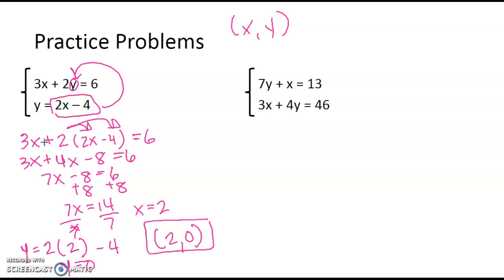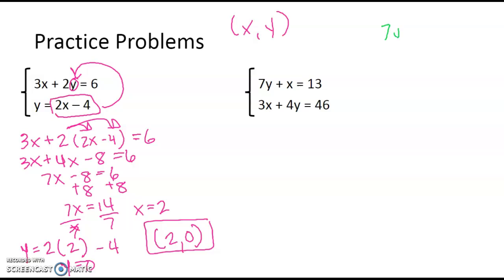All right, let's look at the second one. So 7y plus x equals 13. 3x plus 4y equals 46. So this one is even different from the previous one because none of the variables are already isolated. So when you come across something like this, the easiest thing to do is to figure out which equation has a variable that is easily isolated for. So it would be this first equation. x doesn't have a coefficient, so it's going to be really easy for us to manipulate this equation to get x by itself. So I'm going to use green over here.